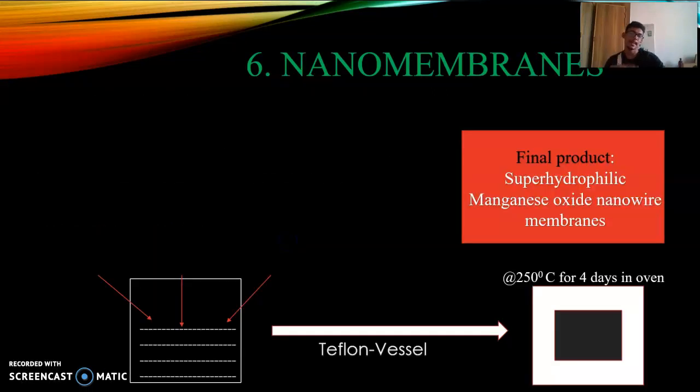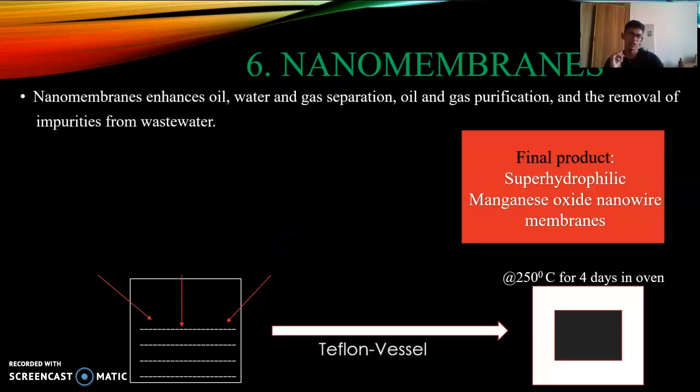Next, we'll see about nanomembranes. Nanomembranes enhance oil, water, and gas separation. They are used in oil and gas purification, and also they are used to remove impurities from wastewater.